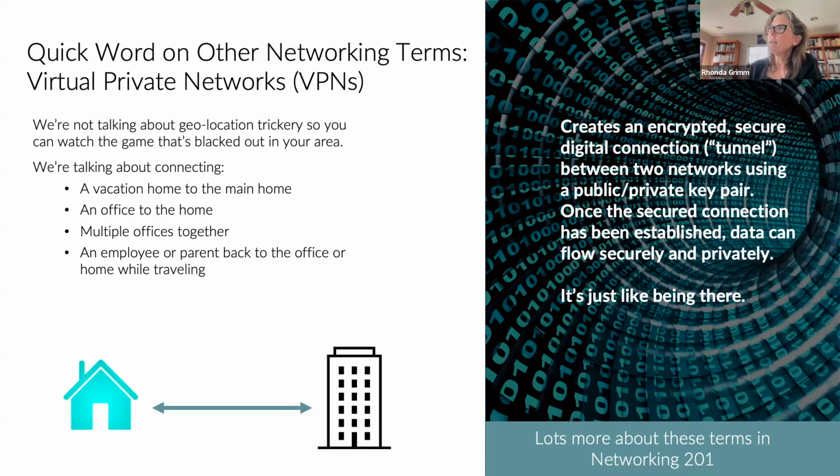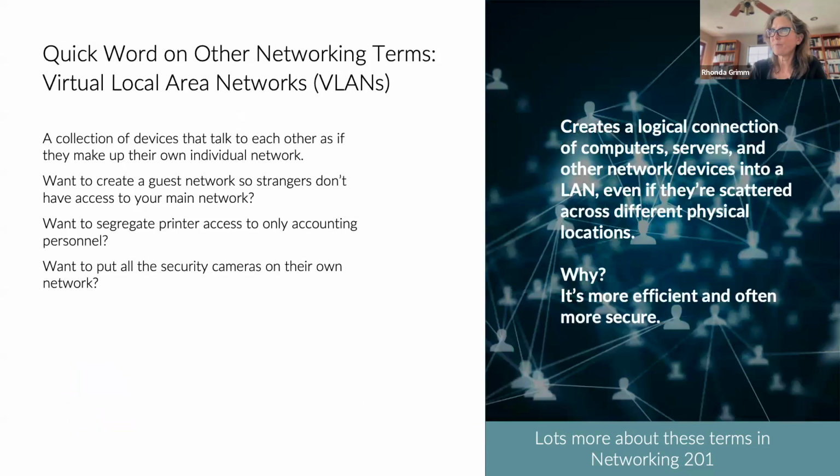Basically, a VPN creates a secure tunnel between two networks. And they have a public key and a private key. So basically they're exchanging secrets. And once the secured connection's been established, data can flow securely, privately. One of my buddies used to say, it's like taking a long, long Ethernet cable from your office building and connecting it to your home. We talk a lot more about these kinds of terms in Networking 201.